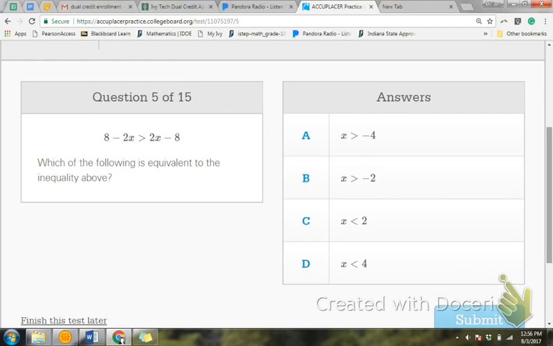Okay, which of the following is equivalent to the inequality above? So they've given you an inequality. I want you to write this on your board. 8 minus 2x is greater than 2x minus 8. It's fine. I know. If you listen, you can write it. 8 minus 2x is greater than 2x minus 8.